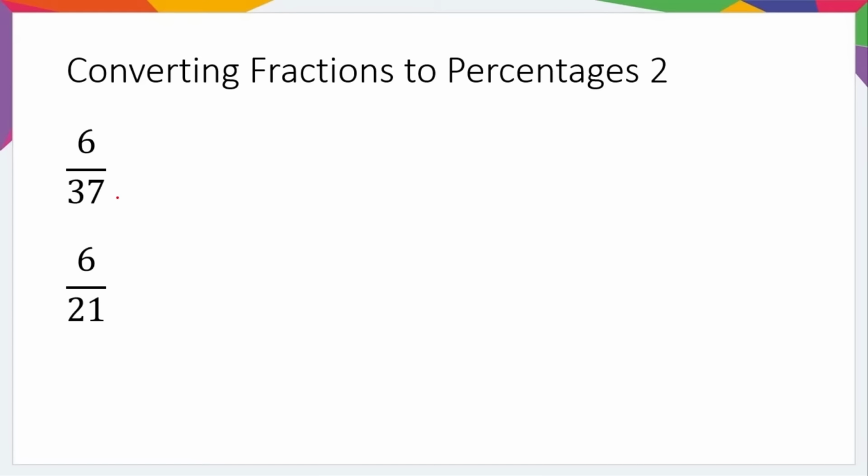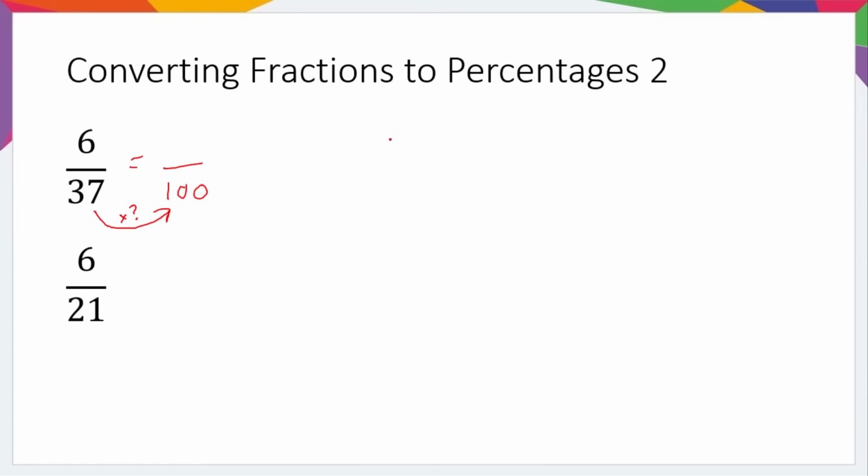If you have really nasty fractions like 6 out of 37, well, it's not impossible, but it's just not worth trying to do it mentally. 37 does not go into 100, so it's going to be very difficult for us to know what we need to multiply the 6 by. So I would say for these ones, use a calculator.